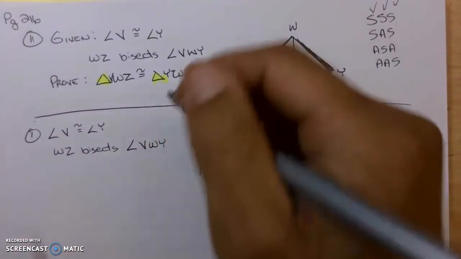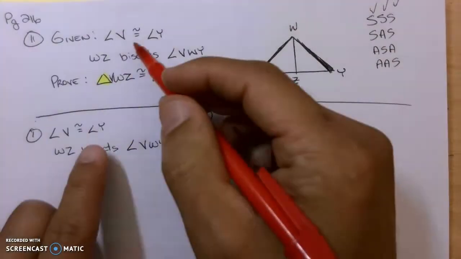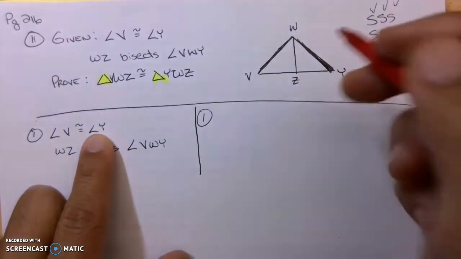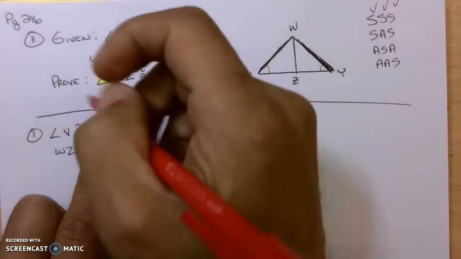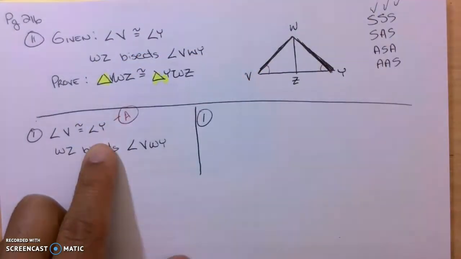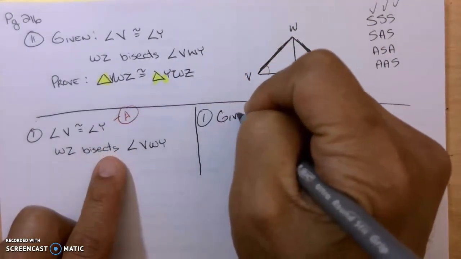So now we go back to where we're starting. Given angle V is equal to angle Y. Now I like to draw the pictures because I can mark up the pictures. Angle V is equal to angle Y. So we already have an angle done. Okay. This of course is given.